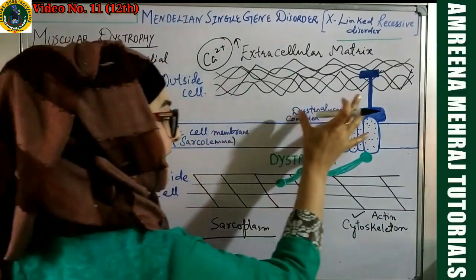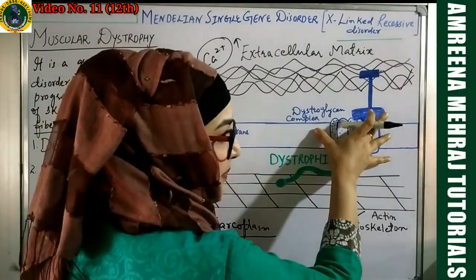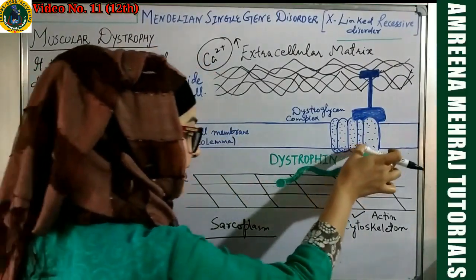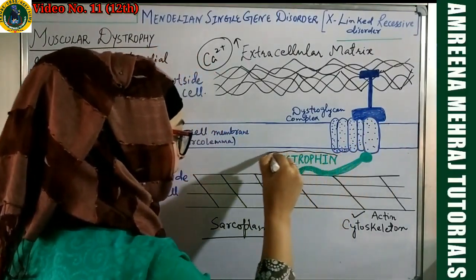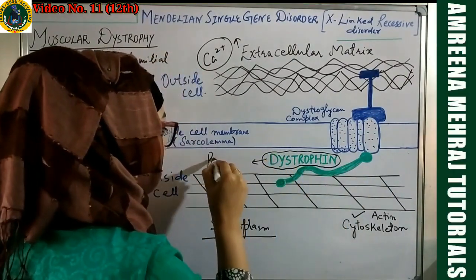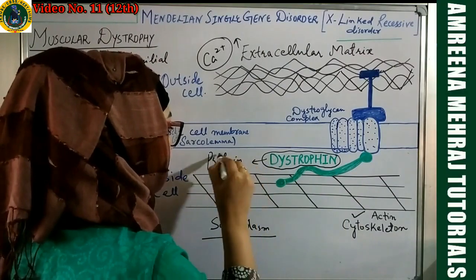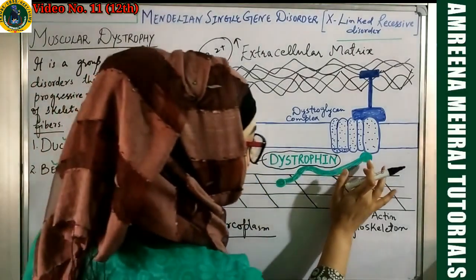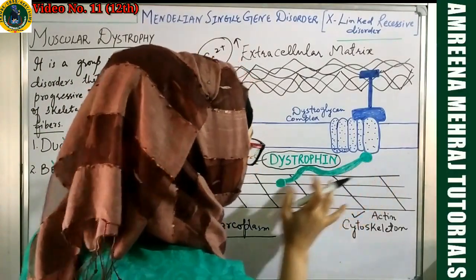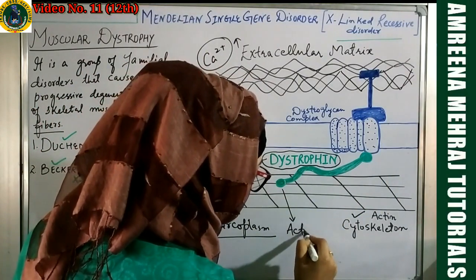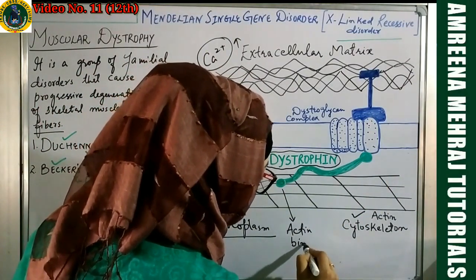If you notice, this blue color is the complex. Now notice this particular green colored filament. This green filament is very, very important for you. This is the protein which is called dystrophin. This is a protein very important for you people. What is this dystrophin protein doing? This dystrophin protein has two ends, this end and this end. So this is the actin binding site of the dystrophin protein.